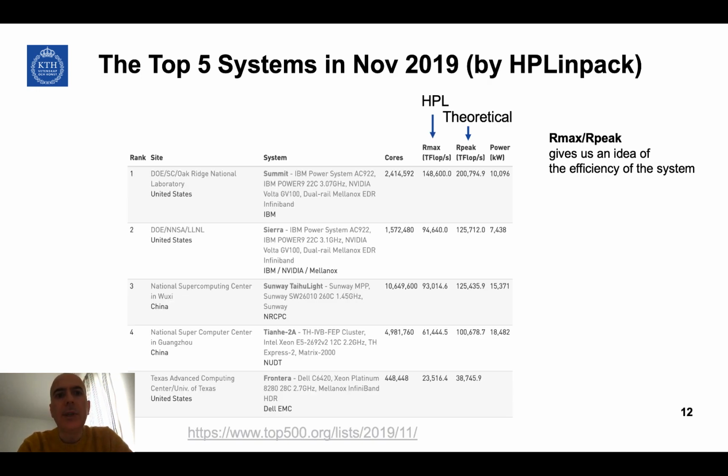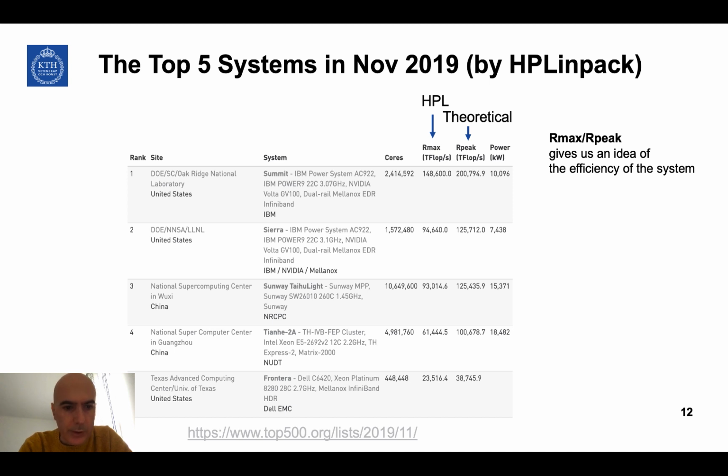So let's look at using benchmarks to rank systems. This is the top 5 in the Top500 list in November 2019. As I told you, this list is updated twice, once in November with the supercomputing conference, once in June with ISC. So here you have the first 5. We know already Summit and Sierra from the second lecture. We also looked at the third one. In third and fourth position, we have 2 Chinese machines with Chinese processors.